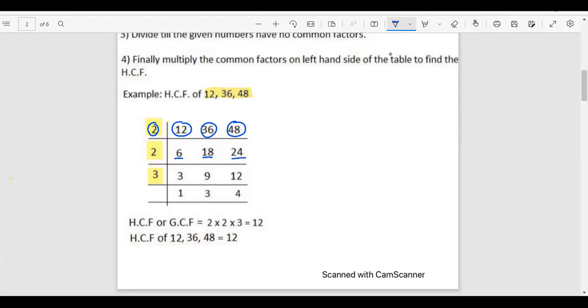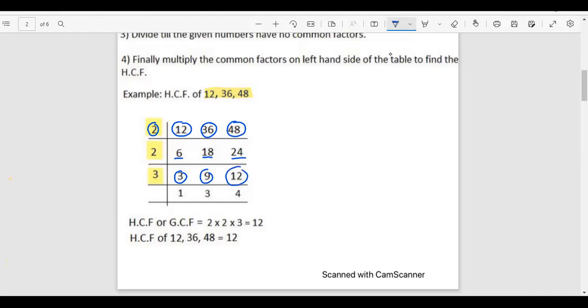Now I know that 3 also divides all three, but we have to start with the smallest number. If you use 3, you will not get a wrong answer, but just for the sake of completeness, this is a rule: when finding LCM and HCF this way, you need to use the smallest number. Then I used 2. Then what do I have? 6 divided by 2 is 3, 18 divided by 2 is 9 and 24 divided by 2 is 12.